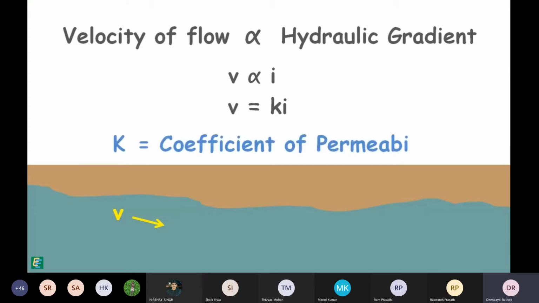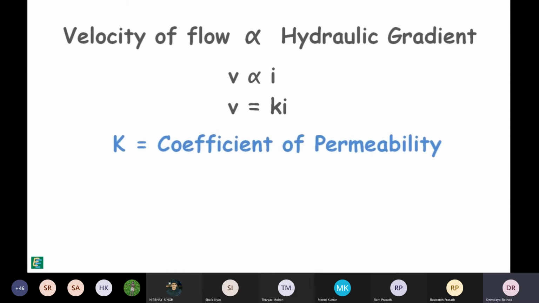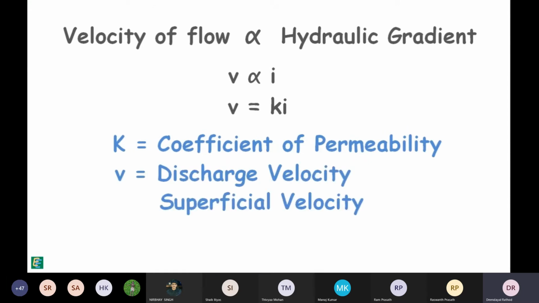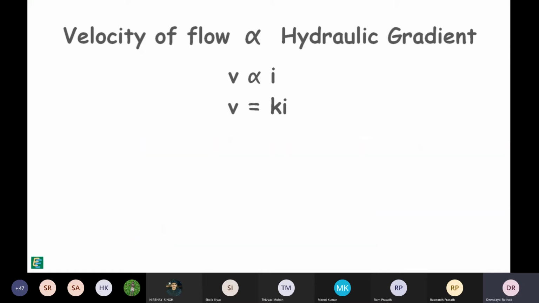K is the coefficient of permeability. V is the velocity of flow, which is also known as discharge velocity or superficial velocity. I is the hydraulic gradient. From this, we can write the coefficient of permeability as this. Here, if the hydraulic gradient is unity, that is 1, the coefficient of permeability will be equal to the velocity of flow. In other words, the coefficient of permeability is the velocity of flow of liquid inside the soil if the hydraulic gradient is unity.